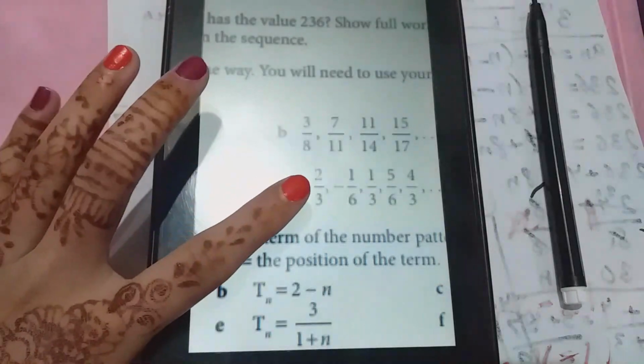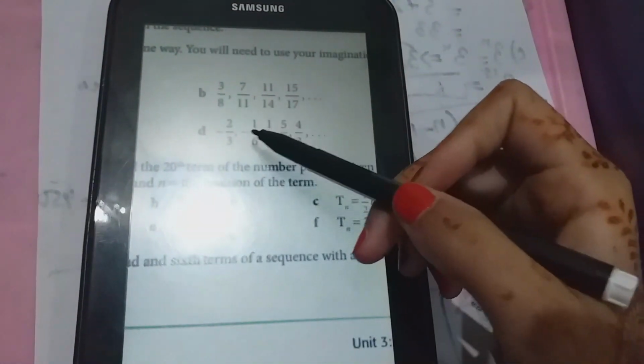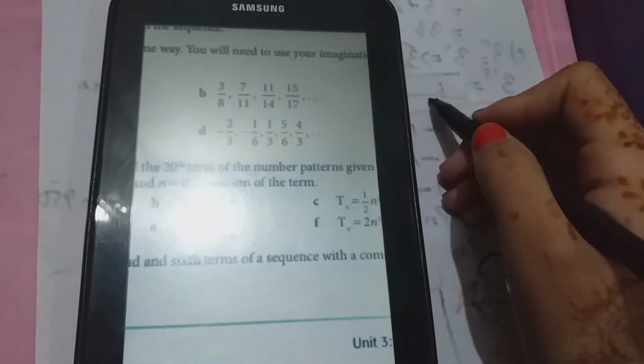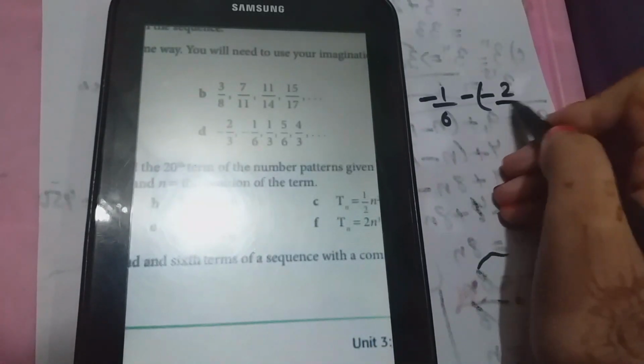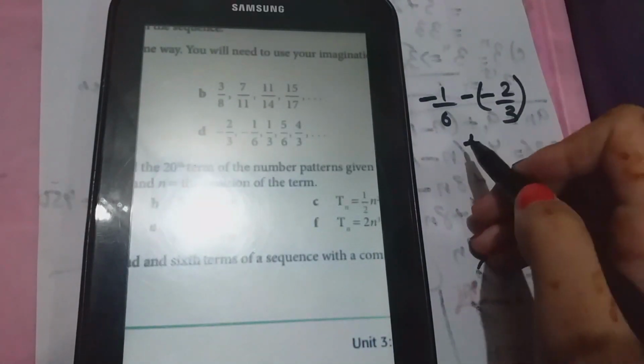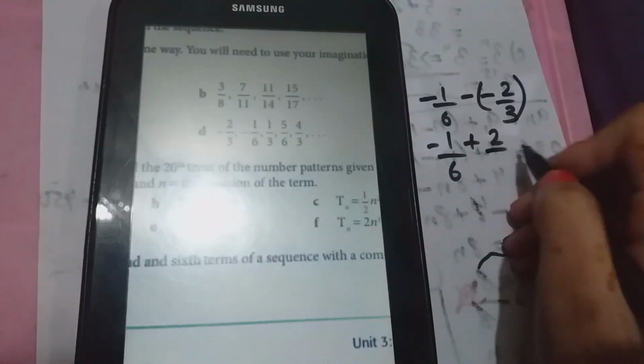So part D is minus 2 by 3, minus 1 by 6, 1 by 3, 5 by 6 and 4 by 3. First we must try to figure out the common difference for the formula. To find the common difference, we will subtract the first term from the second term. So minus 1 by 6 minus minus 2 by 3. Minus minus is plus, so minus 1 by 6 plus 2 by 3.